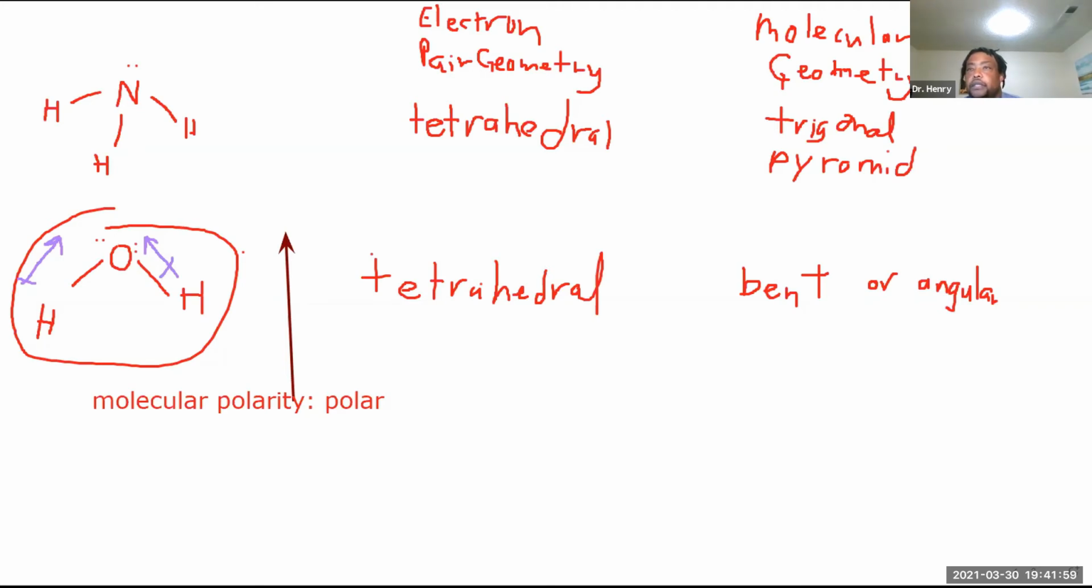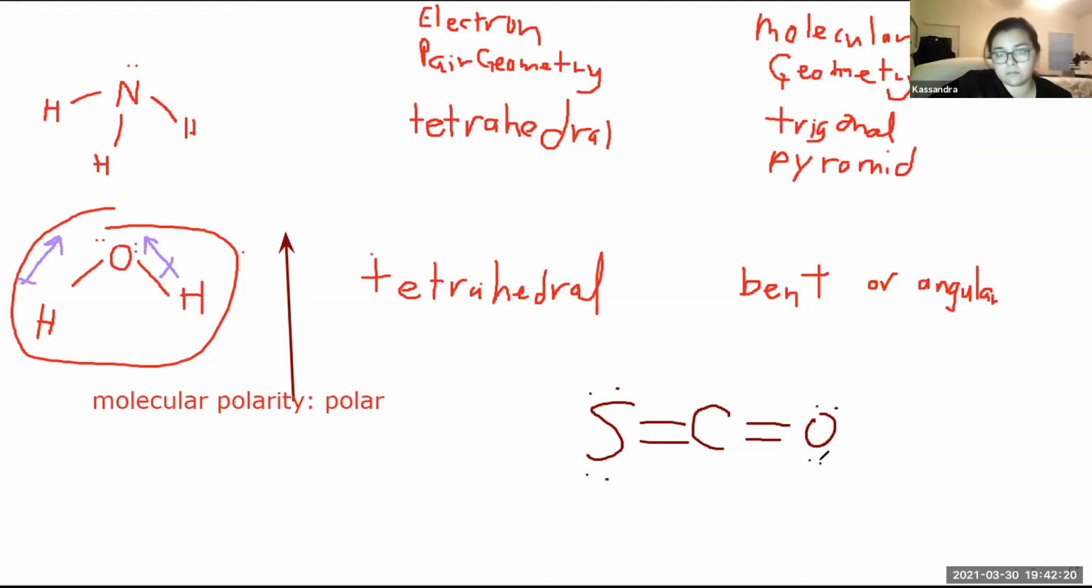Okay. So if we have, let's see, we had C, O, S. Okay. Would this guy be symmetrical? No. So this guy would be asymmetrical. And that's because oxygen has a stronger pull. So you're not getting equal pulls if you split it in half.